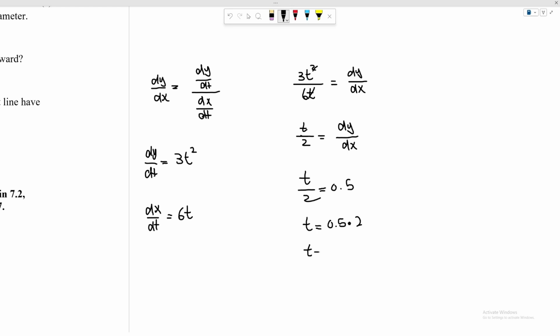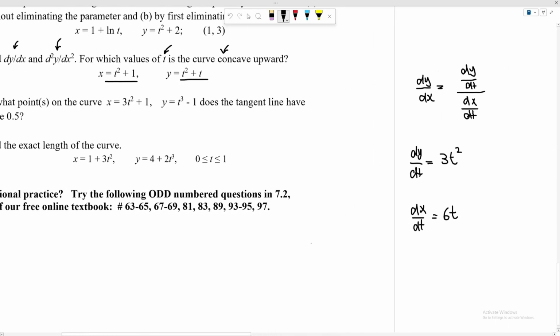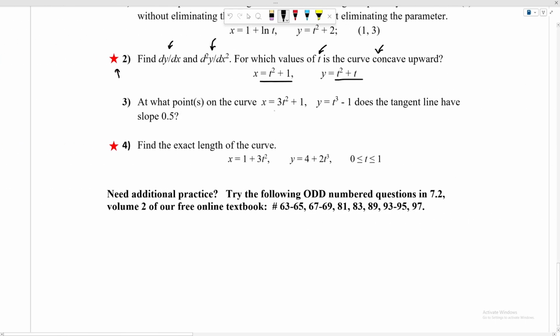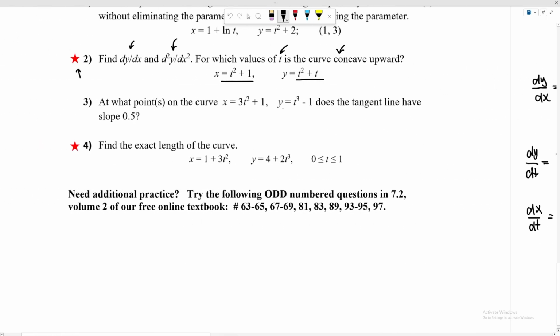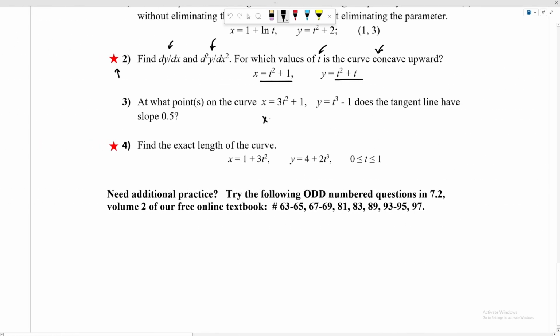And t equals 1. But we're not done yet, because this only gives us t, not the point. So what we can do is plug t in here and find our points. Since our t is 1, that's an easy number. So for x, we plug 1 here, and that gives us 1 times 3 is 3, plus 1 is 4. And for y, 1 cubed is 1, minus 1, so it's 0. So at (4, 0), the slope is 0.5.